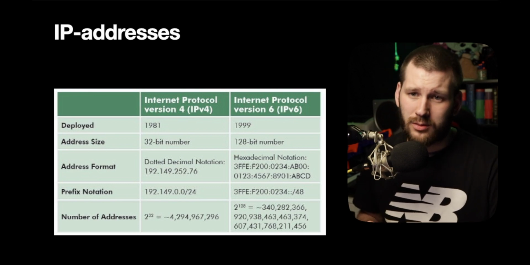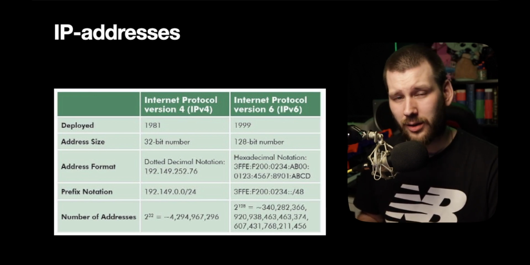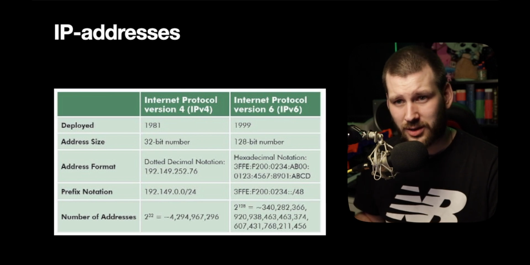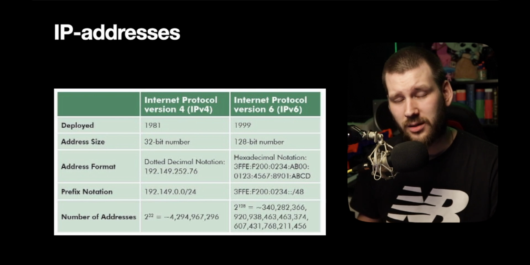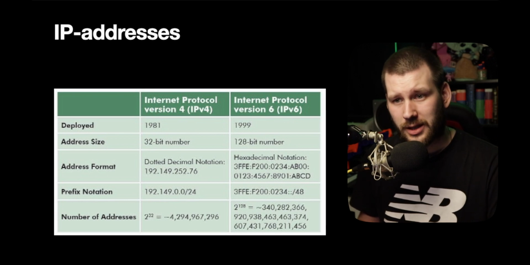Now, IPv4 was deployed in 1981, so you know that's a long time ago. In 1999, IPv6 was deployed, since they realized that IPv4 addresses would run out eventually, which they did a long time ago. IPv6 is based on 128 bits and written in hexadecimal, and it's basically an endless amount of addresses. Now, whether you're using IPv4 or IPv6, it still has to be a unique address for that local network, otherwise we'll get an IP conflict.